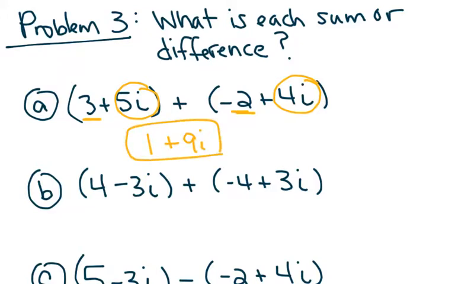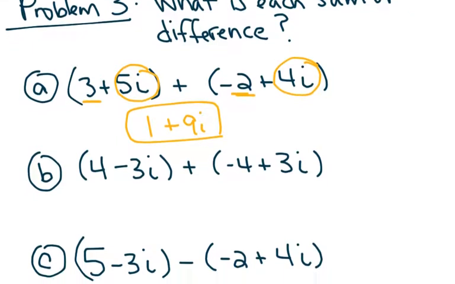Notice that I did not multiply these two parentheses together. One of the most common mistakes students make when adding and subtracting complex numbers is they try to go and distribute. Distribution is another word for multiplication. Please do not multiply these.